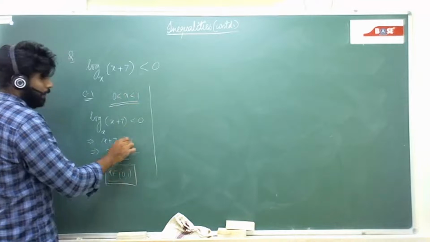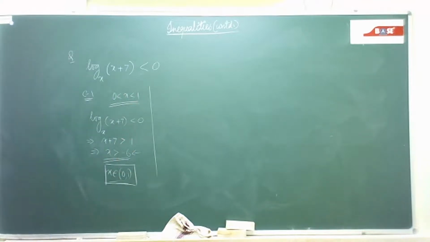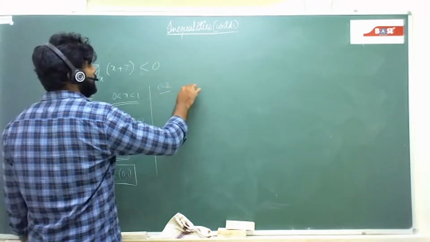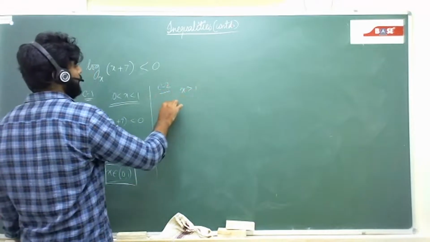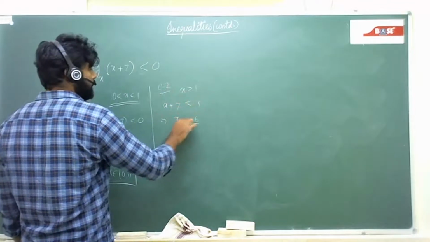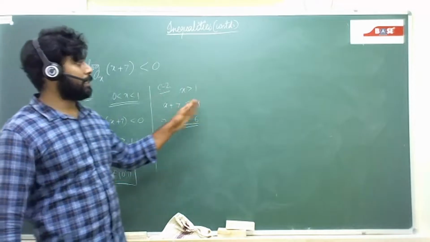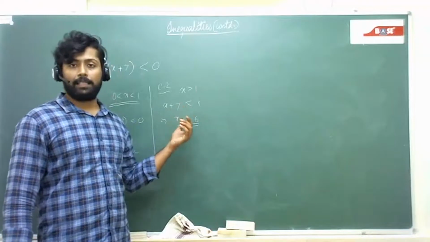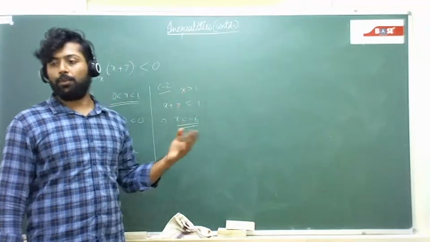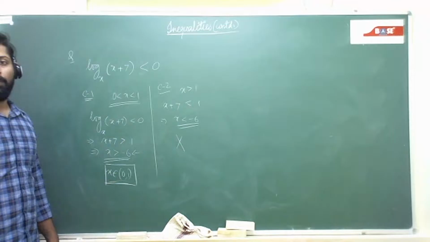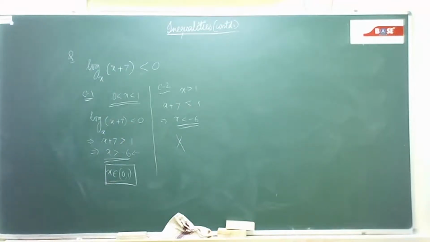So the condition satisfying both of them is x belongs to (0, 1). From this and this, we take the intersection because both of them need to be valid. Now, second case, x is more than 1. When x is more than 1, we have x + 7 less than 1 again, so x is less than minus 6. The first condition says x is more than 1, but the condition we got from the logarithm is x less than minus 6. We don't have any common region, so we have nothing to do from here. So the final answer is 0 to 1, where the value of this expression is negative. Moving next.